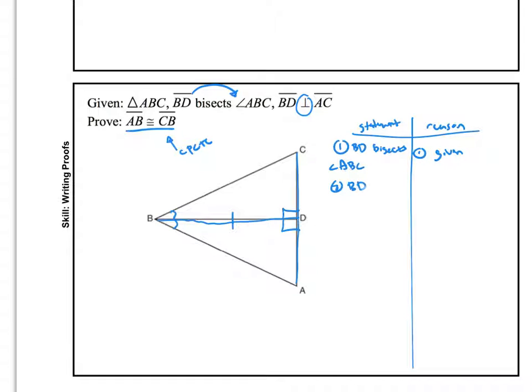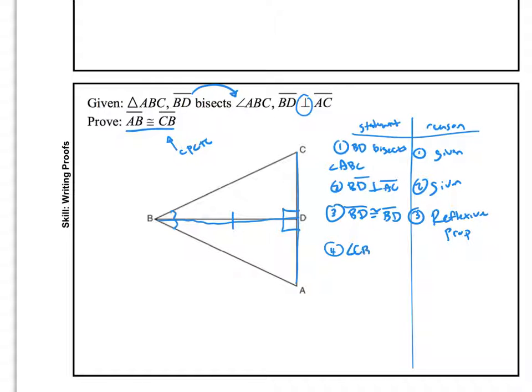Two, BD is perpendicular to AC. We know that's given. And now we've got to start saying what we have marked. Okay, so three, I'm going to say that BD is congruent to BD. That's the reflexive property. Remember, that's a side congruent to itself. I'm going to say that four, angle CBD is congruent to angle ABD. That's an angle bisector divides an angle into two congruent parts.